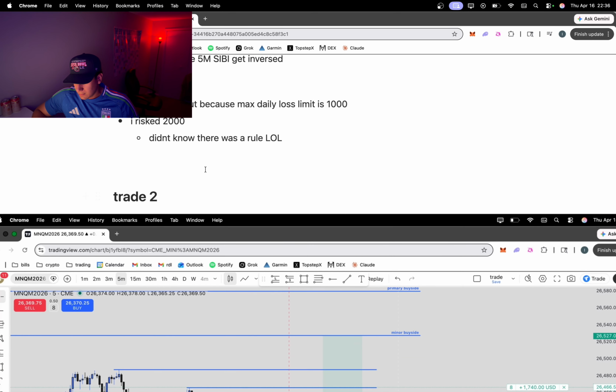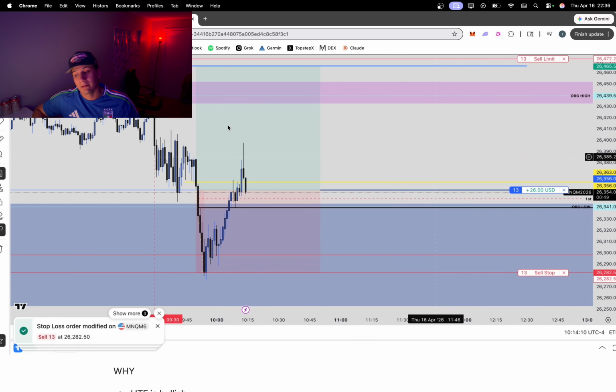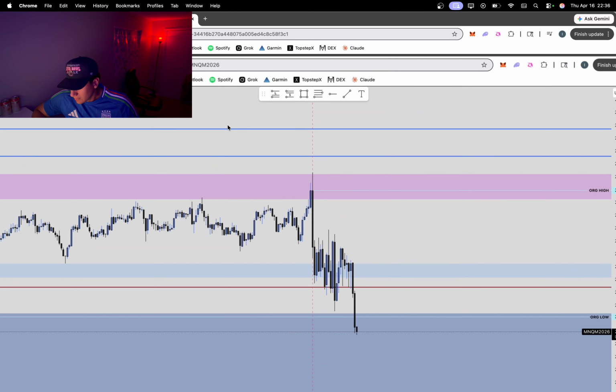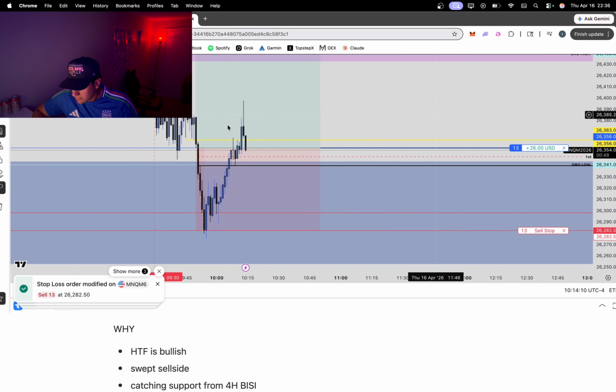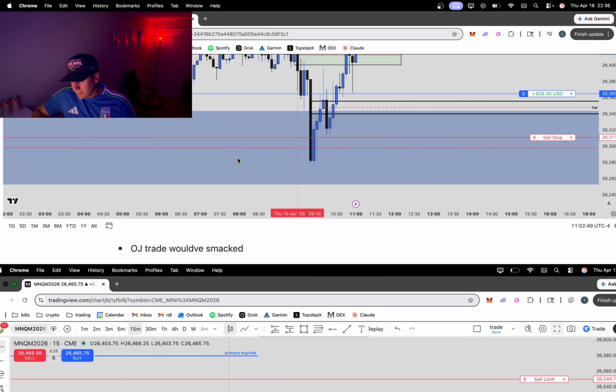So you can see my first trade, I got stopped out because the max daily loss limit is 1,000. I risked 2,000. Didn't know there was this rule. So yeah, this is my original trade. As you can see, 13 contracts, and I entered right here off the top of the first percent of fair value gap. And yeah, that's basically it, y'all.